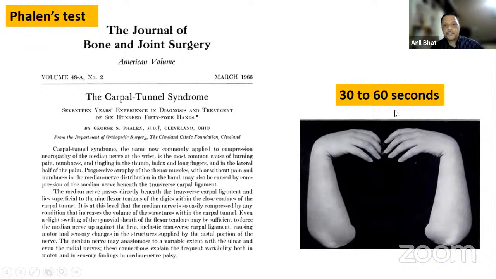Phalen said 30 to 60 seconds. Of course, now we do it as a standard 60 seconds, but this is not important. What is important is how soon the paresthesia comes on in the patient. If patients tell you within 10 seconds or within 20 seconds, you know that the compression is severe. So when we record a positive Phalen's test, the number of seconds should be recorded. That's very important for us to know the severity of the condition.